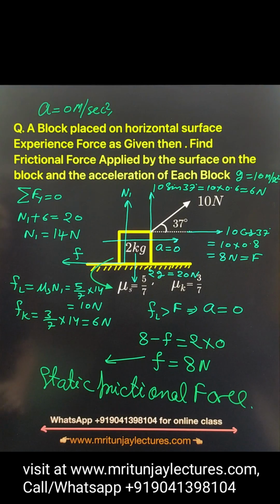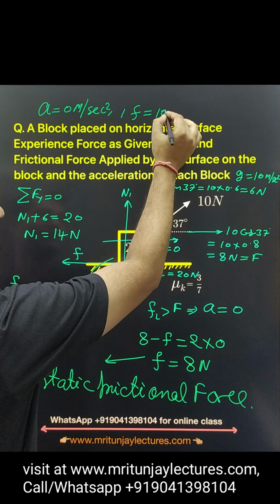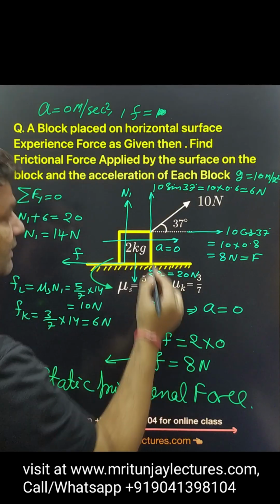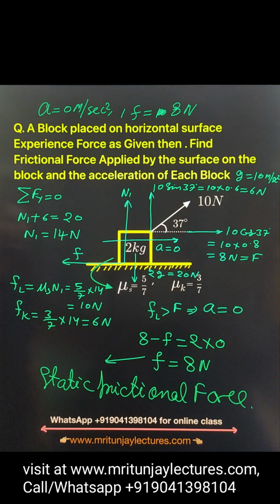Make a note: the frictional force f is equal to how much? 8 Newton. Okay, and that force always opposes the motion. Make a note of it.